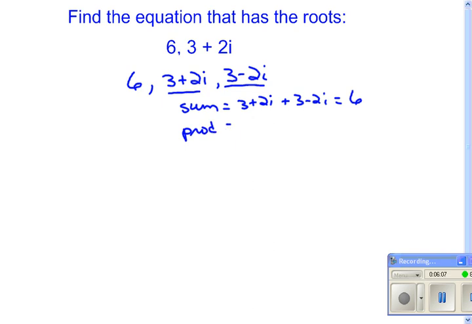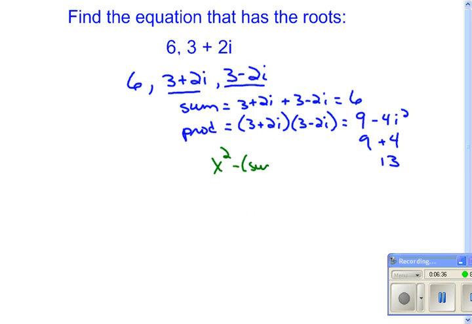Product, you multiply them, 3 plus 2i times 3 minus 2i. So you get 9 minus 6i plus 6i, subtract out, minus 4i squared, which is really a negative 4 times a negative 1, so plus 4, which is 13. So using the rule, x squared minus the sum of the roots times x plus the product of the roots, you would get x squared minus 6 times x plus 13. That is the quadratic that 3 plus 2i and 3 minus 2i come from.